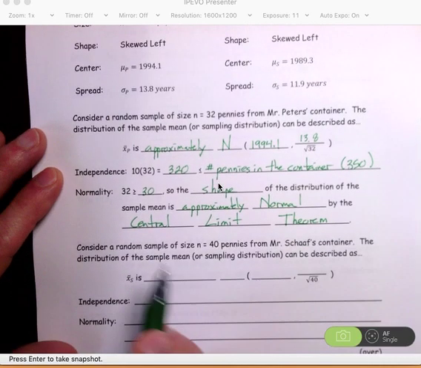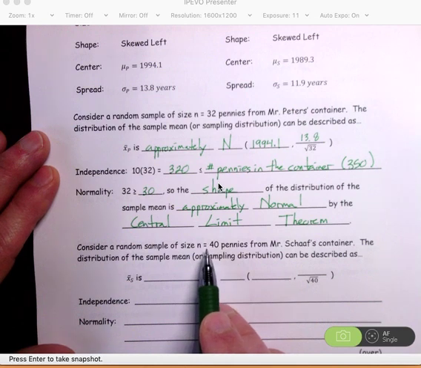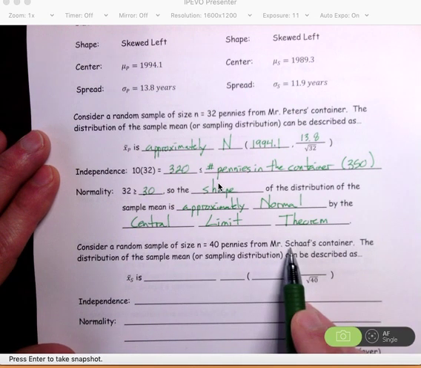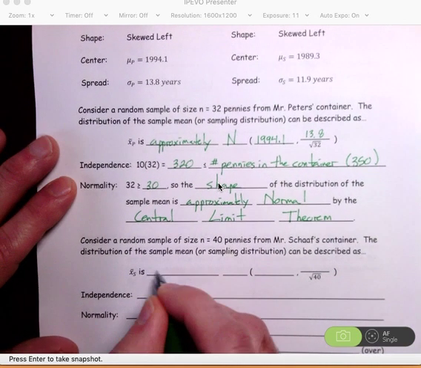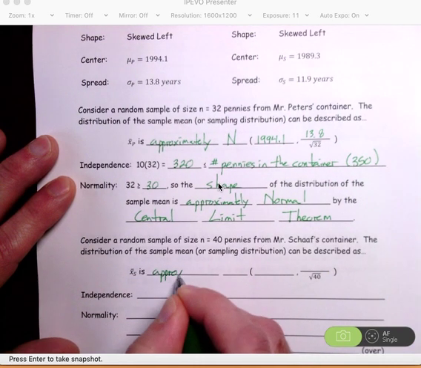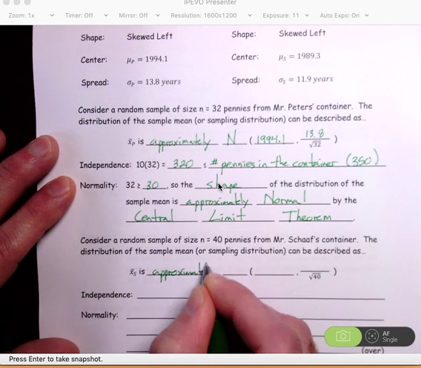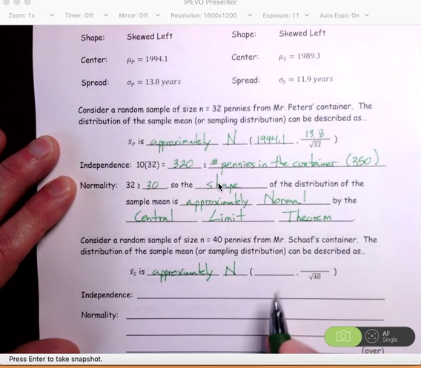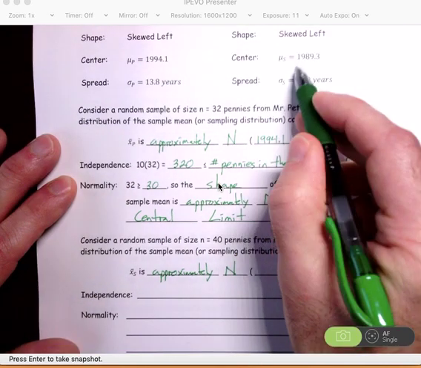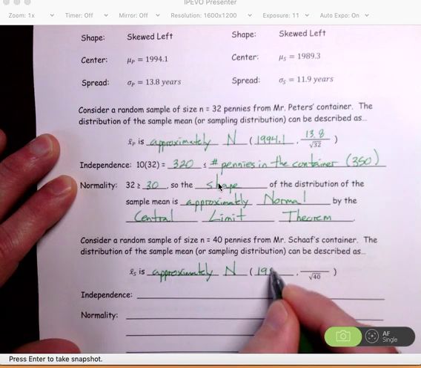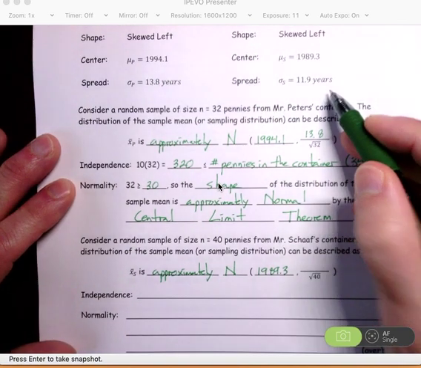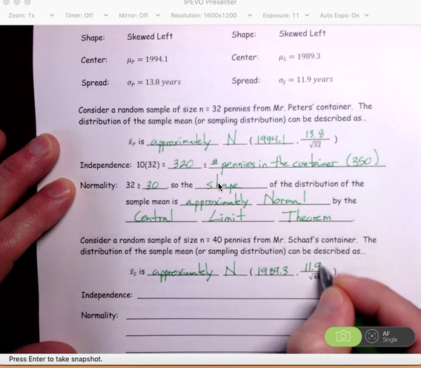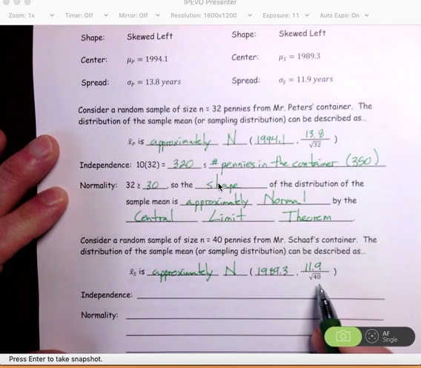Let's also consider another random sample, but this time it's of size 40 and it's out of my container. This sampling distribution is also approximately normal. The true mean from the population is 1989.3. And the population's standard deviation is 11.9. That needs to be divided by the square root of the sample size.